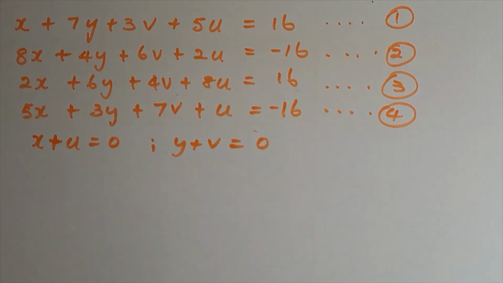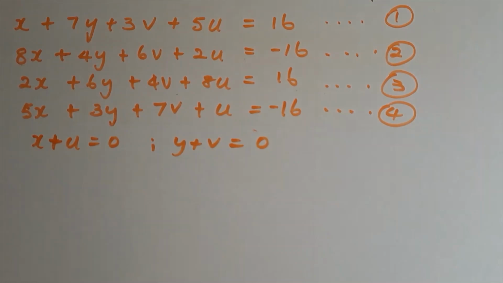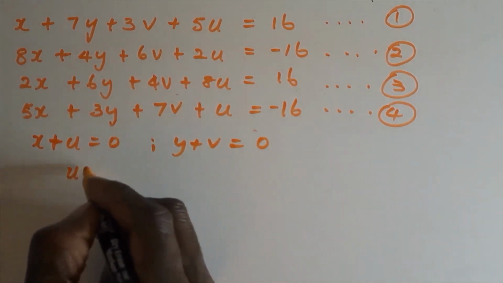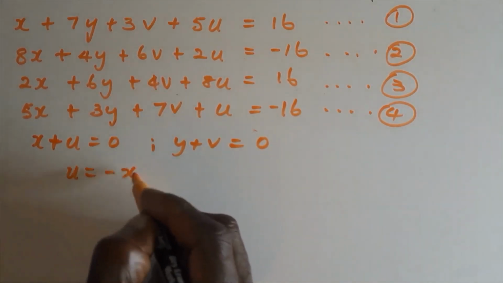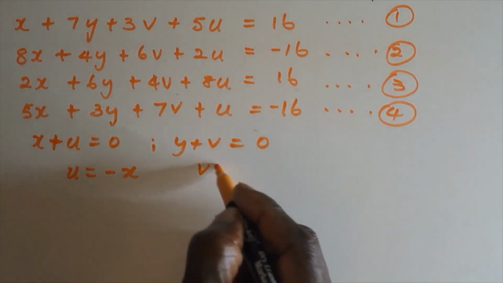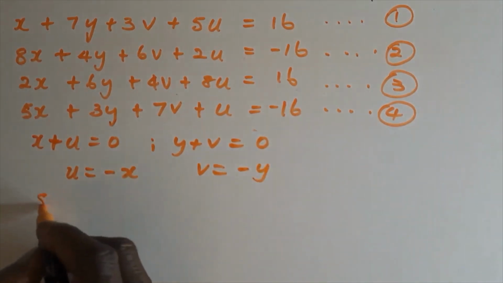Hi, welcome to part 2. Now, we arrived at these two solutions, x add u equal to 0 and y add v equal to 0 in part 1. We can write that u now is equal to minus x, and this implies that v is equal to minus y.